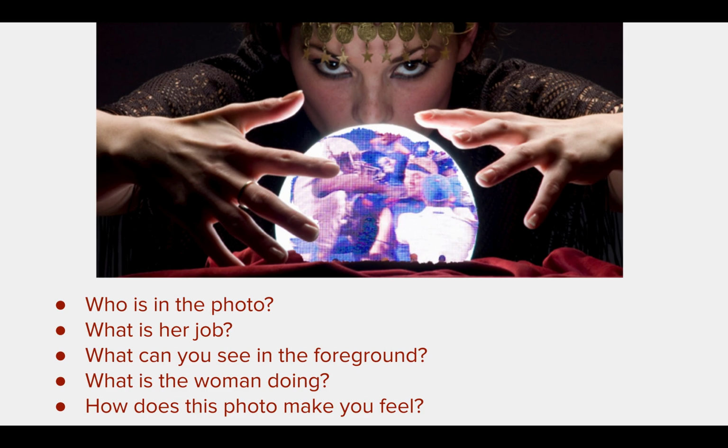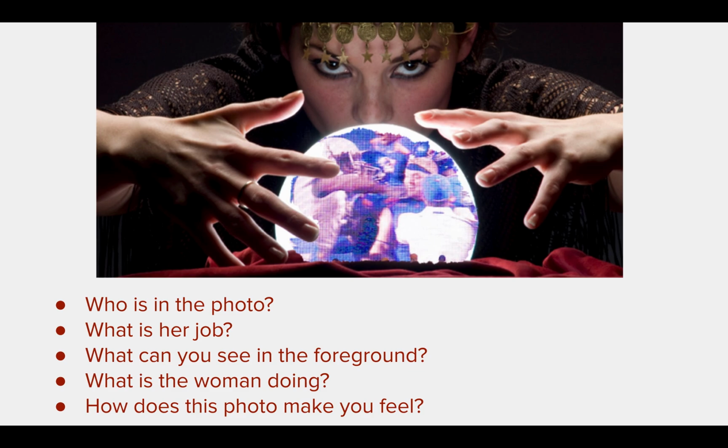In the photo, we can see a beautiful young woman. She must be a fortune teller. In the foreground, we can see a crystal globe. The woman is trying to predict our future. She is making a prediction. When I look at this photo, I feel a bit nervous. Today, we are going to make some predictions.